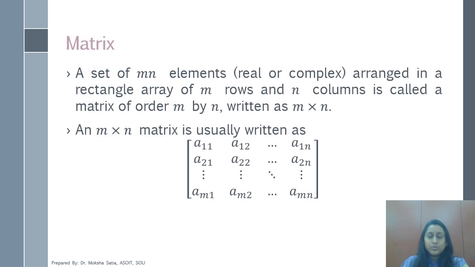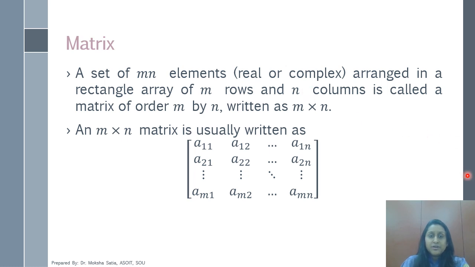So let's start with the definition of a matrix. It is a set of mn elements, where elements can be real or complex, which are arranged in a rectangular array of m rows and n columns. This is called a matrix of order m by n and written as m cross n.